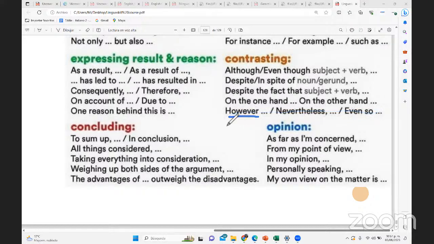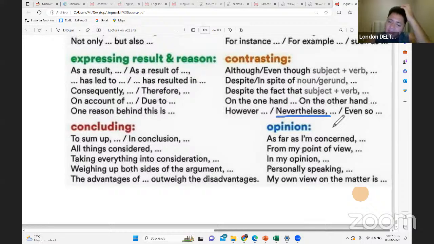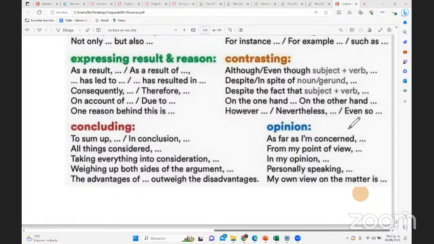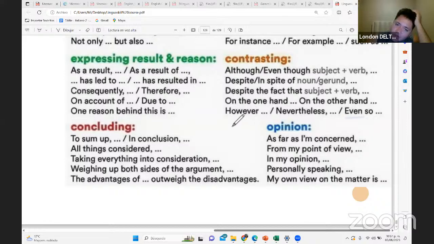However, nevertheless, even so. Muy bien. However, nevertheless son lo mismo, significan sin embargo. Even so es aún así. Los demás, pues también tenemos aunque, a pesar de, por otro lado, pero creo que no nos sirve mucho para lo que ahorita lo estamos utilizando.